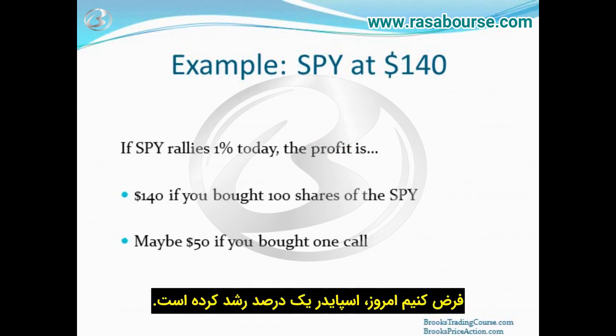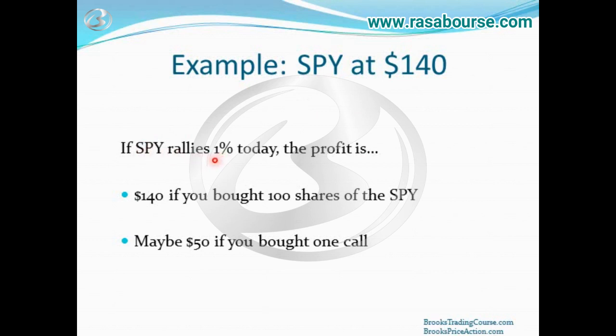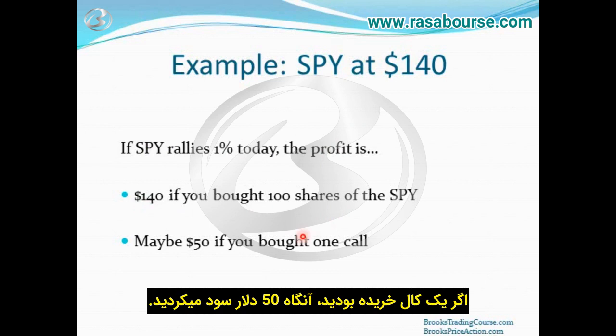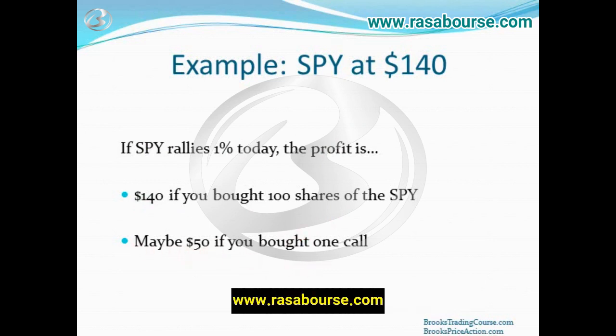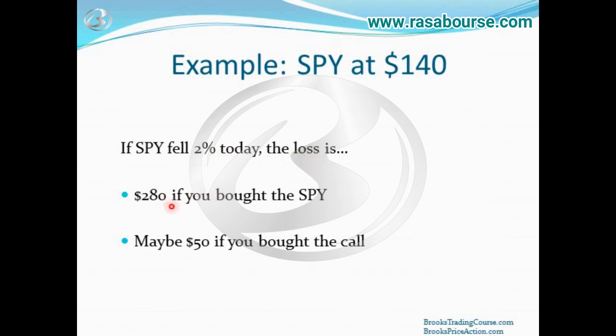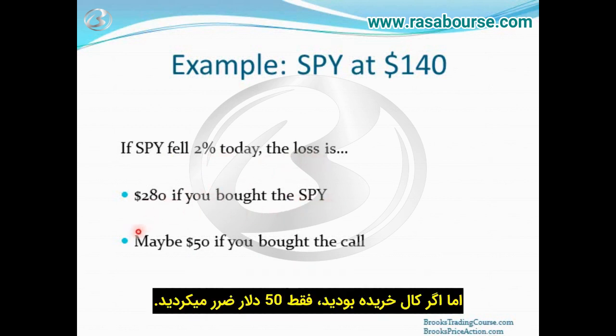All right, so let's say the spider rallies $1. Let's say it rallies 1% today. If you bought the spider at 140, your profit is $140 if you bought 100 shares. Your profit might be $50 if you bought one call. If the spider fell 2% today, the loss is $280 if you bought the spider, but you maybe only will lose $50 if you bought the call.